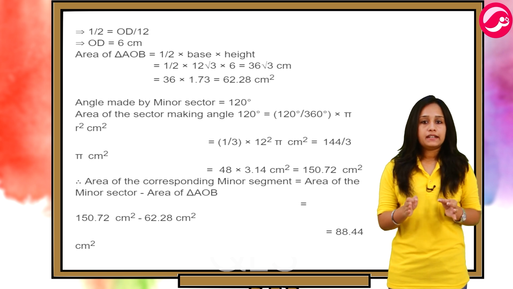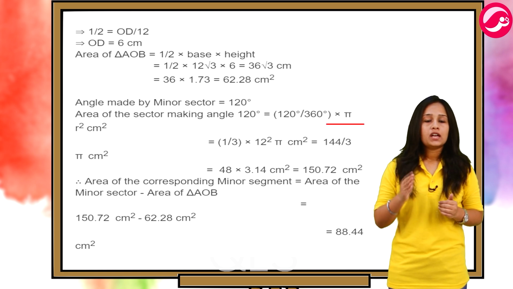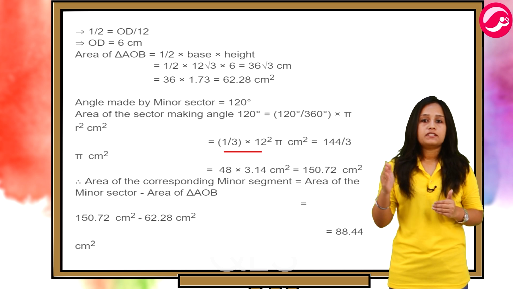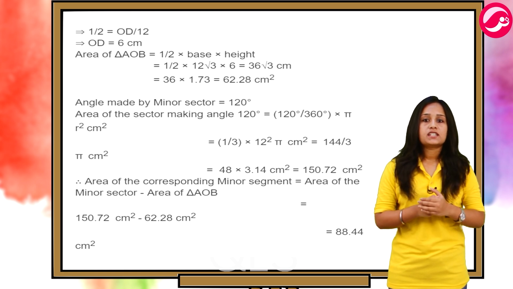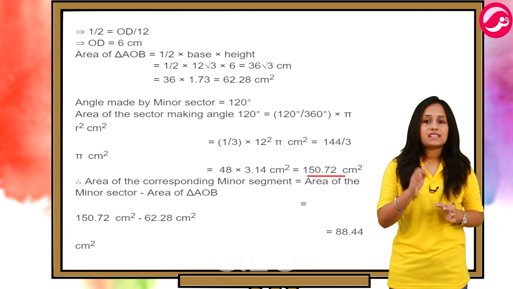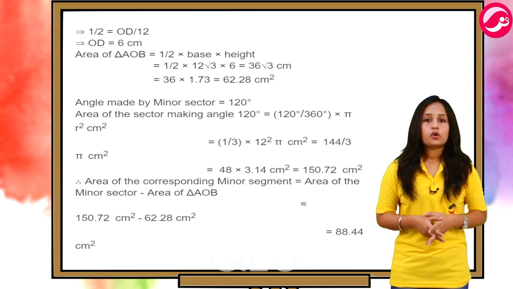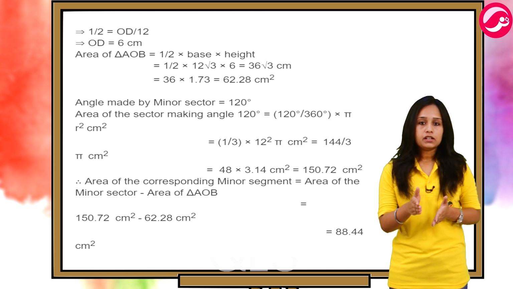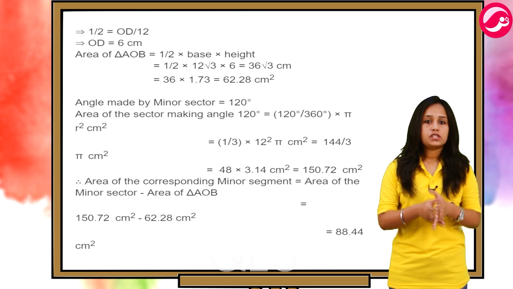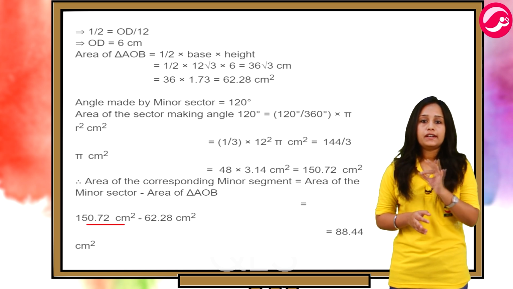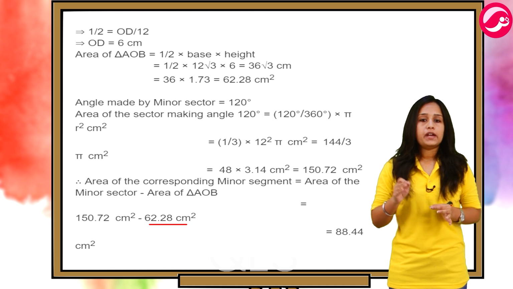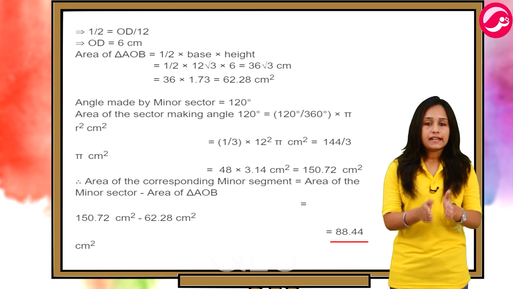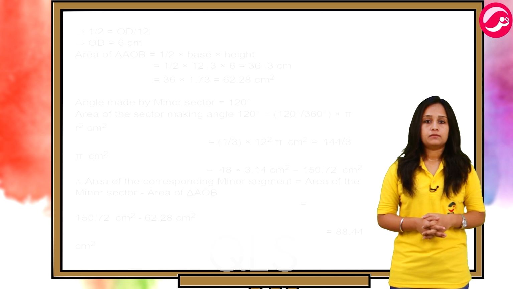So, area of the sector making angle 120 degree is equal to 120 by 360 into pi r square, which is equal to 1 by 3 into pi into 12 square centimeter square, which gives us finally 150.72 centimeter square. Therefore, area of the corresponding minor segment is equal to area of the minor sector minus area of triangle AOB, which is equal to 150.72 minus 62.28 centimeter square, that is 88.44 centimeter square.